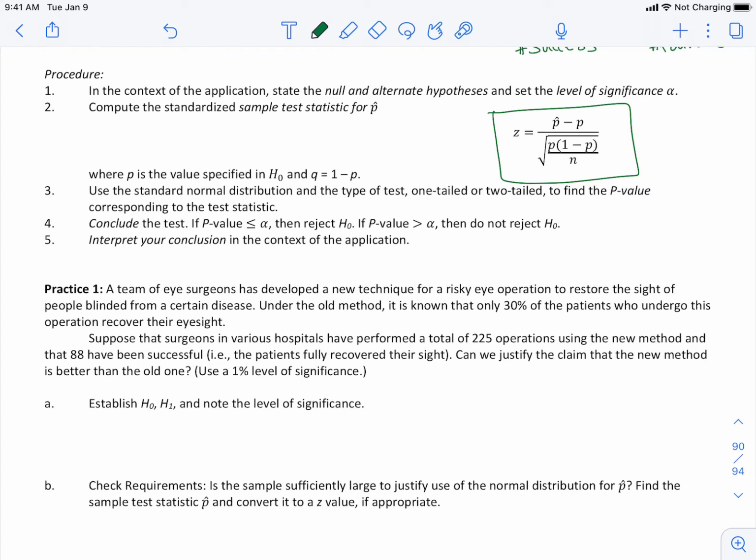All right, so here's our first practice. It says, a team of eye surgeons has developed a new technique for a risky eye operation to restore the sight of people blinded from a certain disease. Under the old method, it is known that only 30% of the patients who undergo this operation recover their eyesight. Suppose that surgeons in various hospitals have performed a total of 225 operations using the new method and that 88 have been successful, for example, the patients fully recovered their sight. Can we justify the claim that the new method is better than the old one? Use a 1% level of significance.